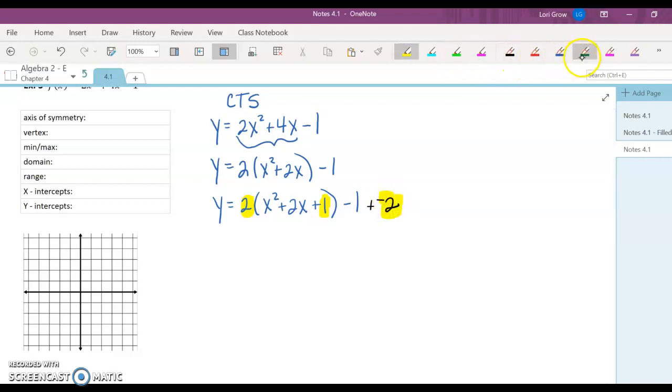So that way I don't just add numbers wherever I feel like it. You're not allowed to do that. All right, so then now my function is 2 times (x plus 1) all squared. Of course, there was a 2 out front to begin with, I just didn't say that. And then I have minus 3.